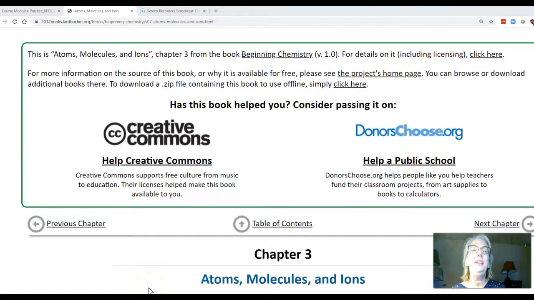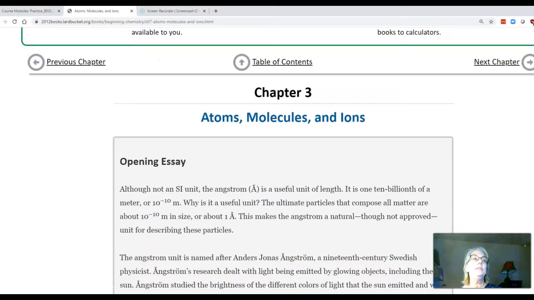Let's talk about chapter 3. This is going to be talking about atoms, molecules, and ions, and this is in your online textbook, remember? And remember, you can get to the table of contents here, and we're going to talk about chapter 3 today. So this is talking about atoms. Atoms, remember, are the elements on the periodic table, and they have specific parts to them that they're going to talk to you about in this chapter.